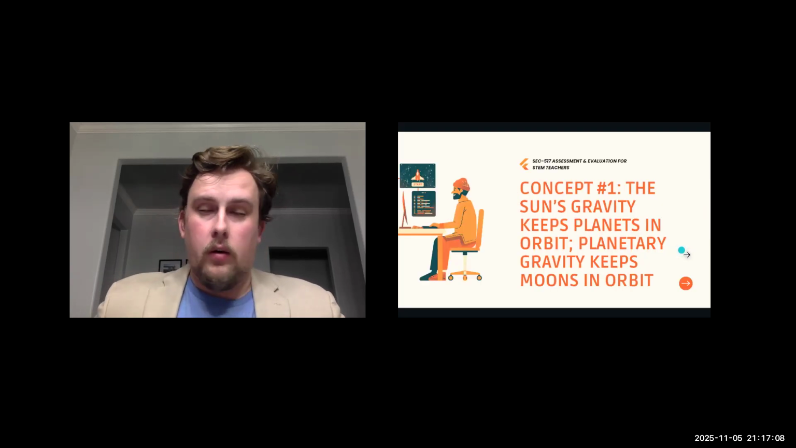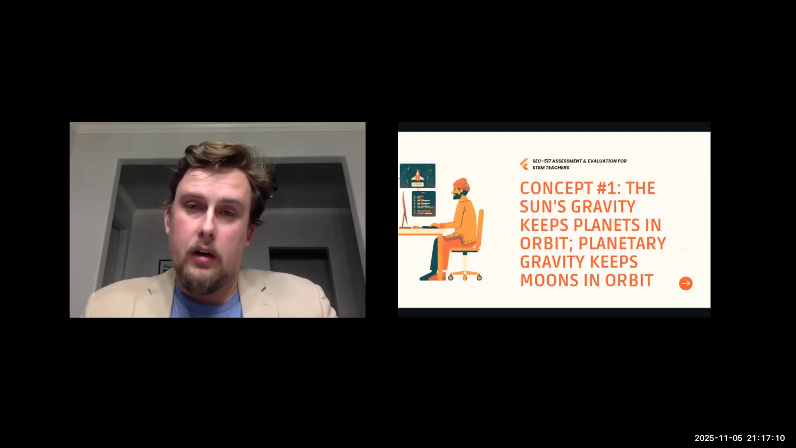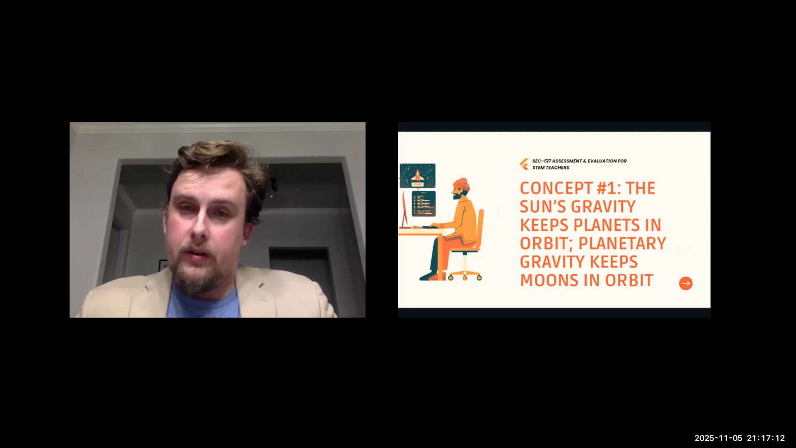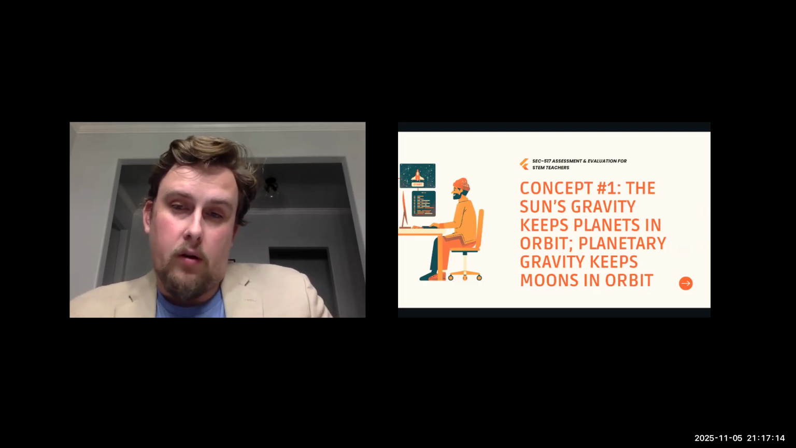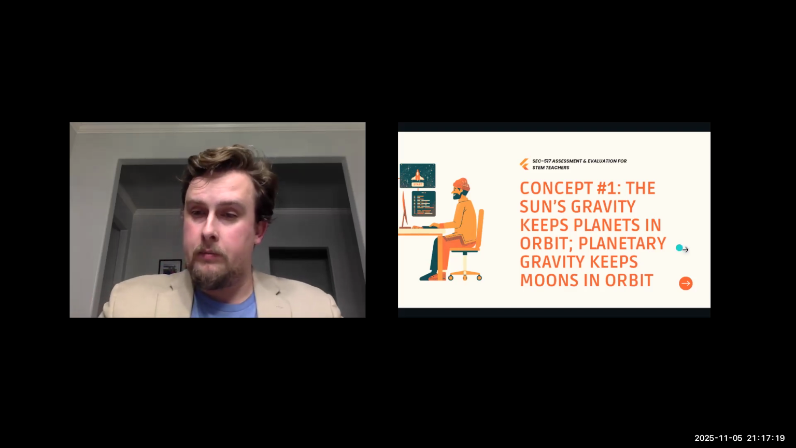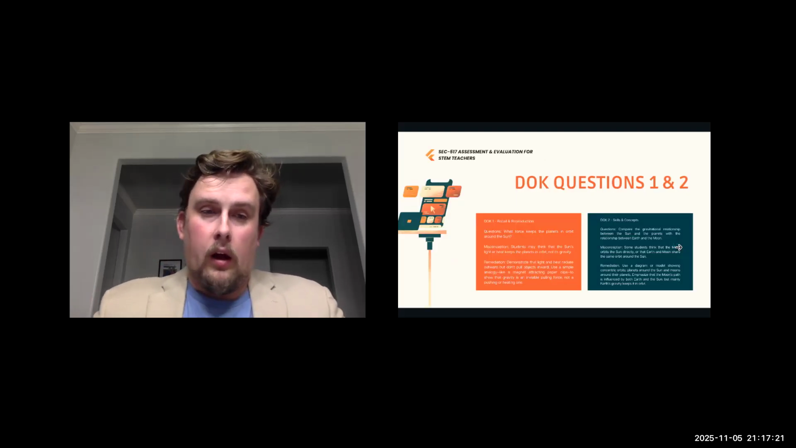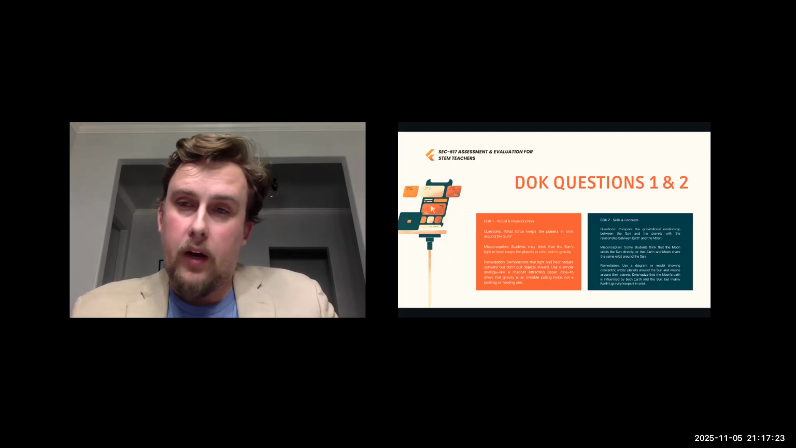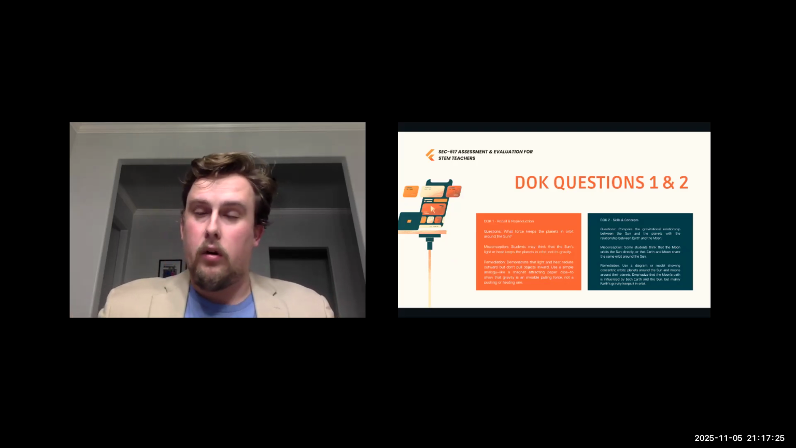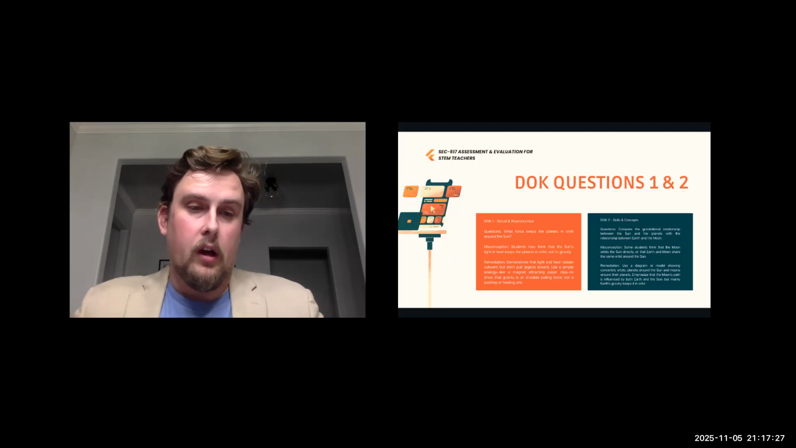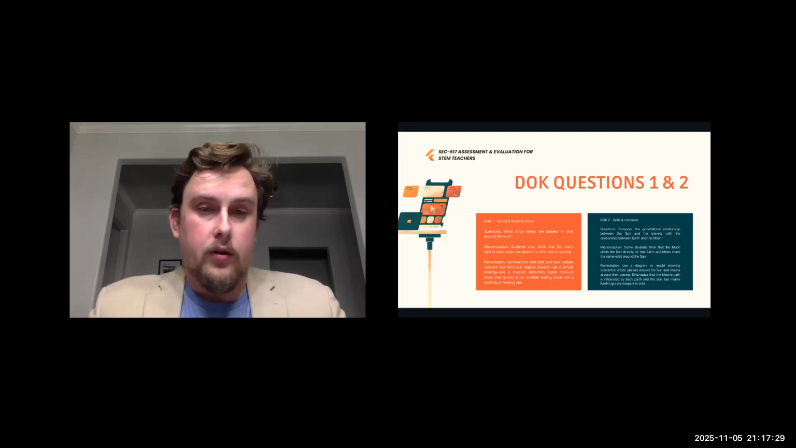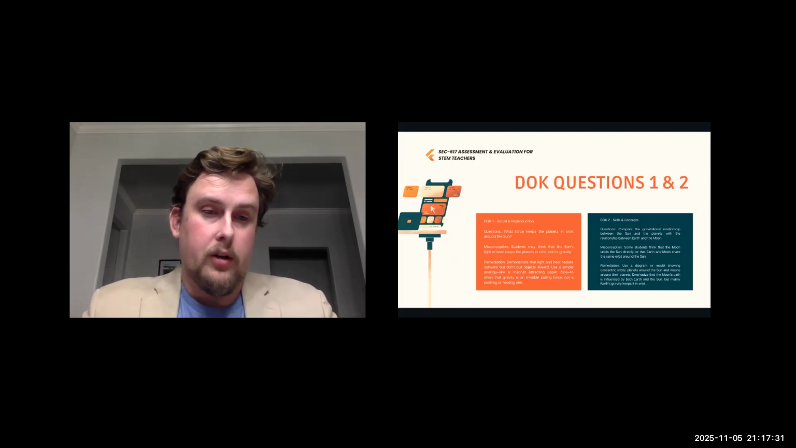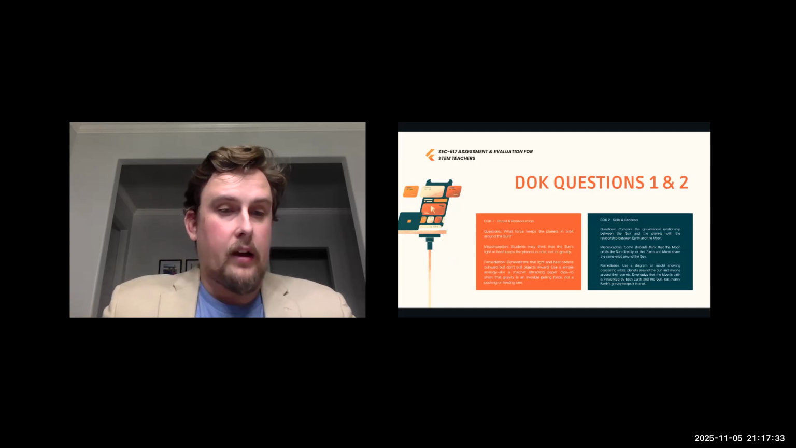So moving on, we have our first concept. And that concept is the sun's gravity keeps planets in orbit. Planetary gravity keeps moons in orbit. So when we look at the DOK questions for 1 and 2 for this concept, DOK1 addresses the recall and reproduction of that concept.